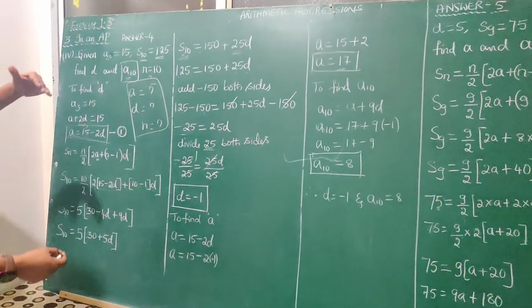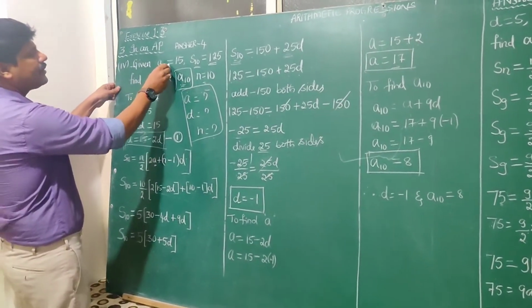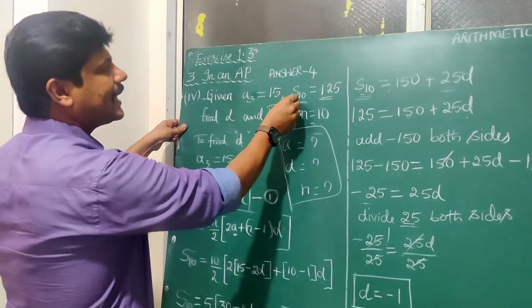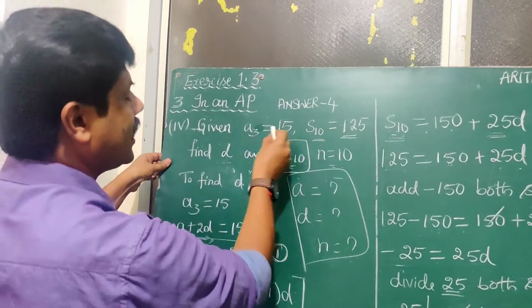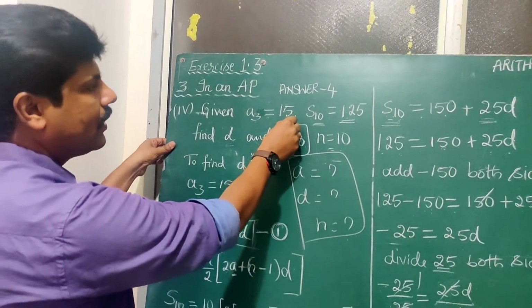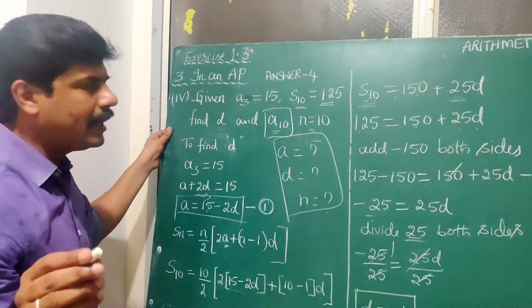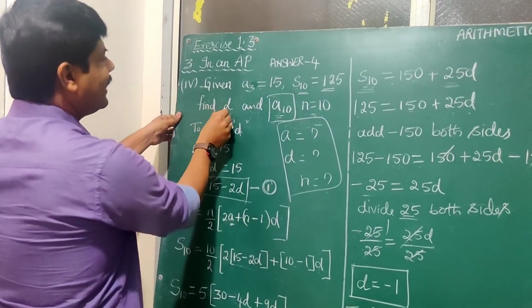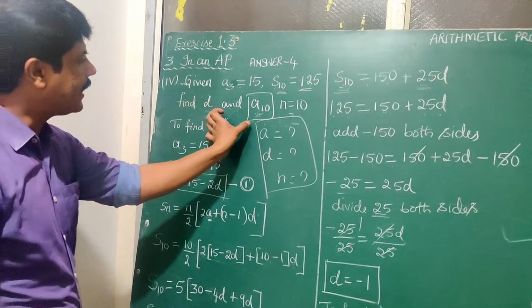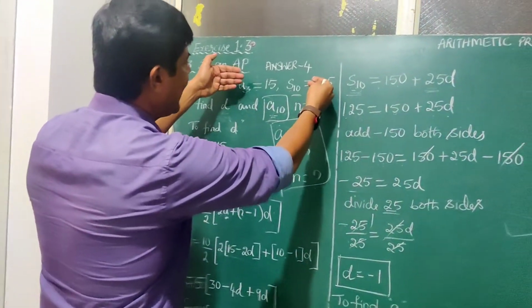See here, what was given? Sorry, A3 is equal to 15 was given, and S10 is equal to 125. And what we need to find? D and A10. How did we find it? Taking these clues.